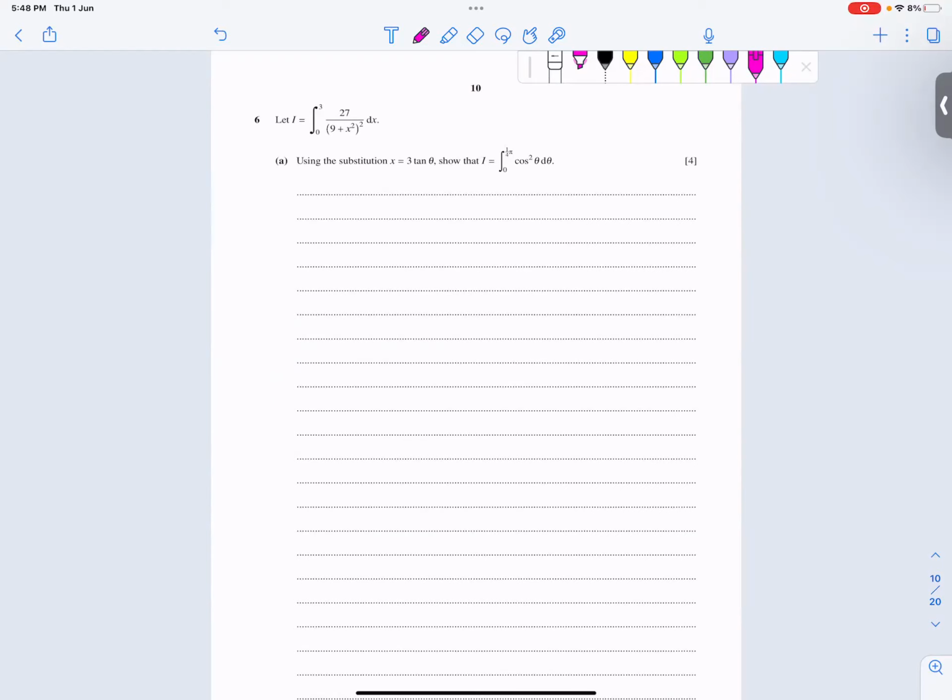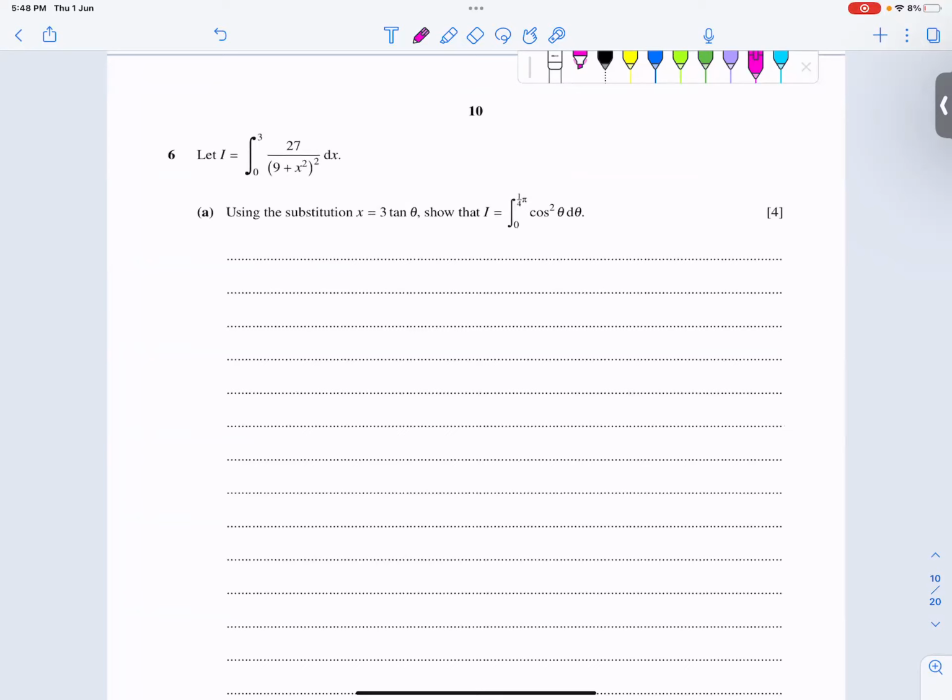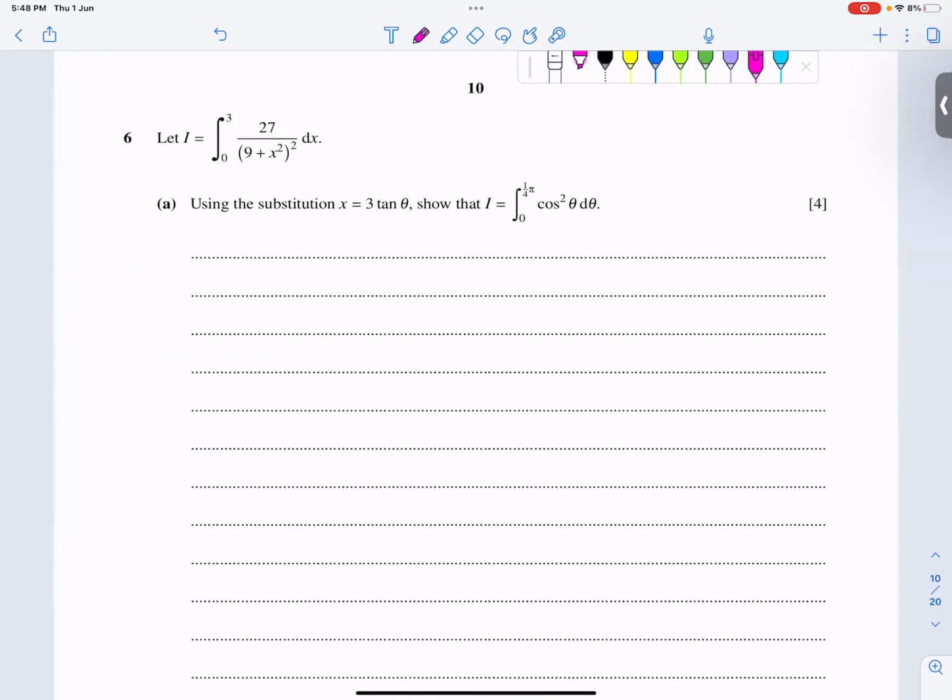Let I be the integral from 0 to 3 of 27 over the given expression, using the substitution. If you recall the steps of the substitution method, the first step is to take the derivative. Take dx over d theta, which means we need to take the derivative of x with respect to theta. So dx over d theta will be 3 secant square theta, so dx is equal to 3 secant square theta d theta.